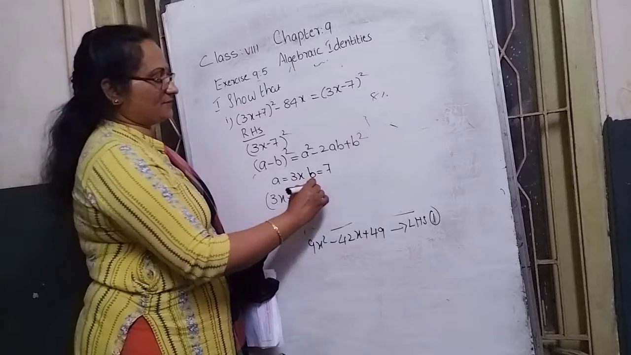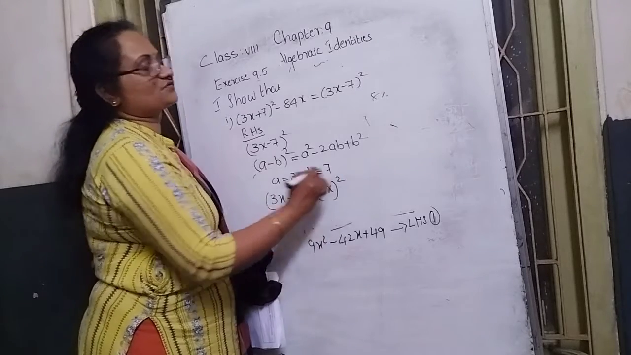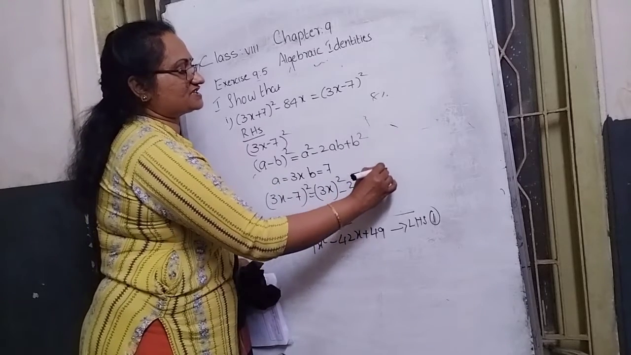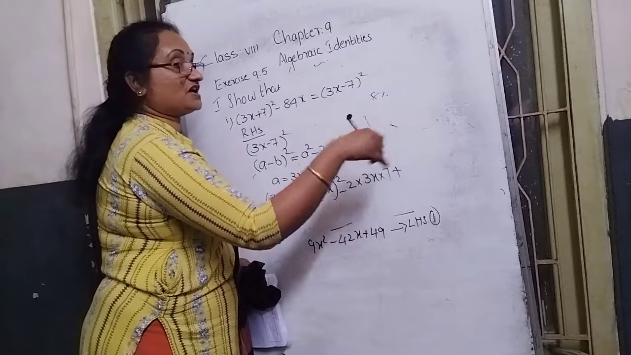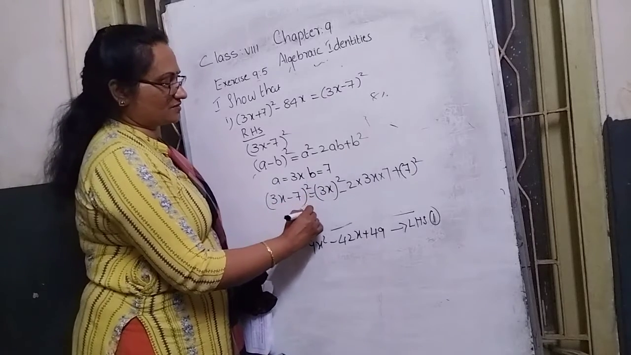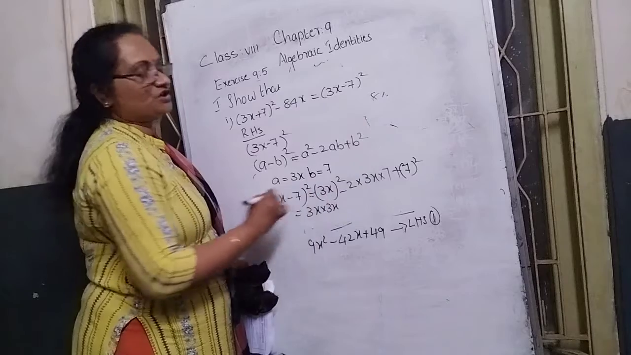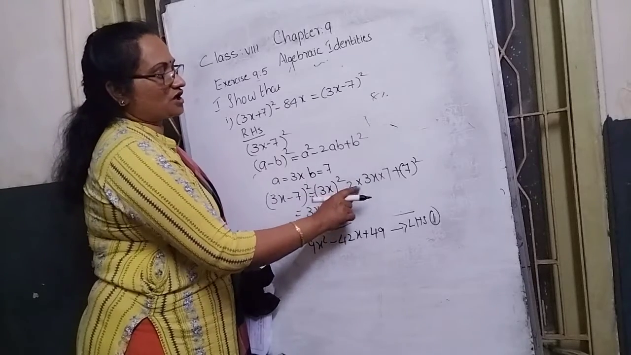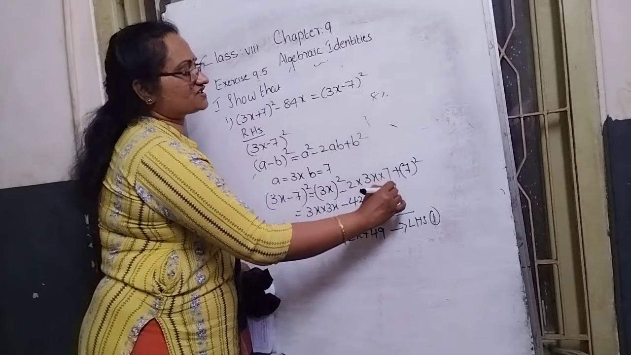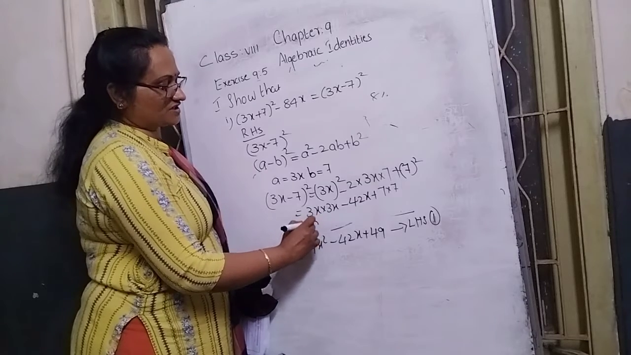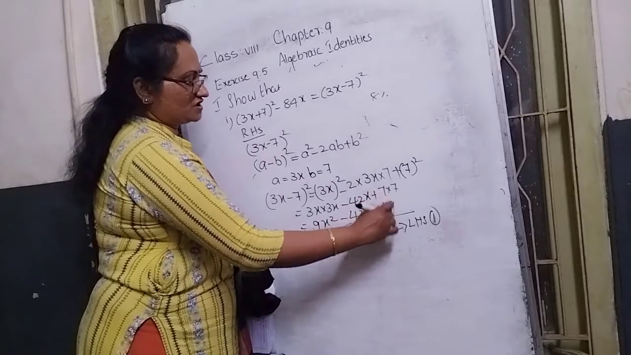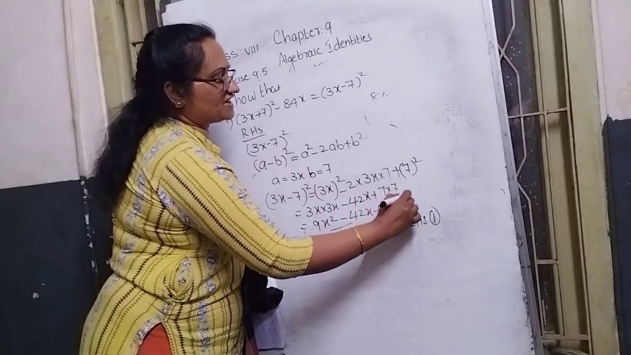In the right side part, a place 3x but whole square is there. That's why the bracket you put in whole square, minus 2 into a place 3x, b place 7, plus the third term is b value square, 7 the whole square. Again, expansion form: 3x the whole square, 3x is how many times right hand multiply? 2 times. Minus coefficient 2 3s are 6, 6 7s are 42x plus 7 into 7. 3 3s are 9, x into x is x square, minus 42x plus 49. This is our RHS answer.